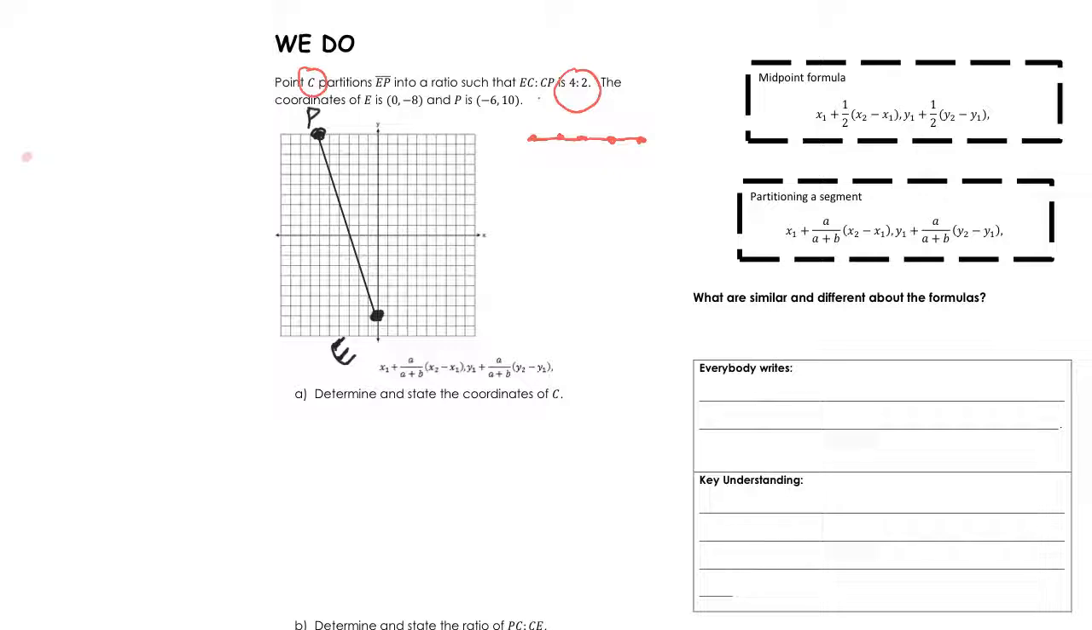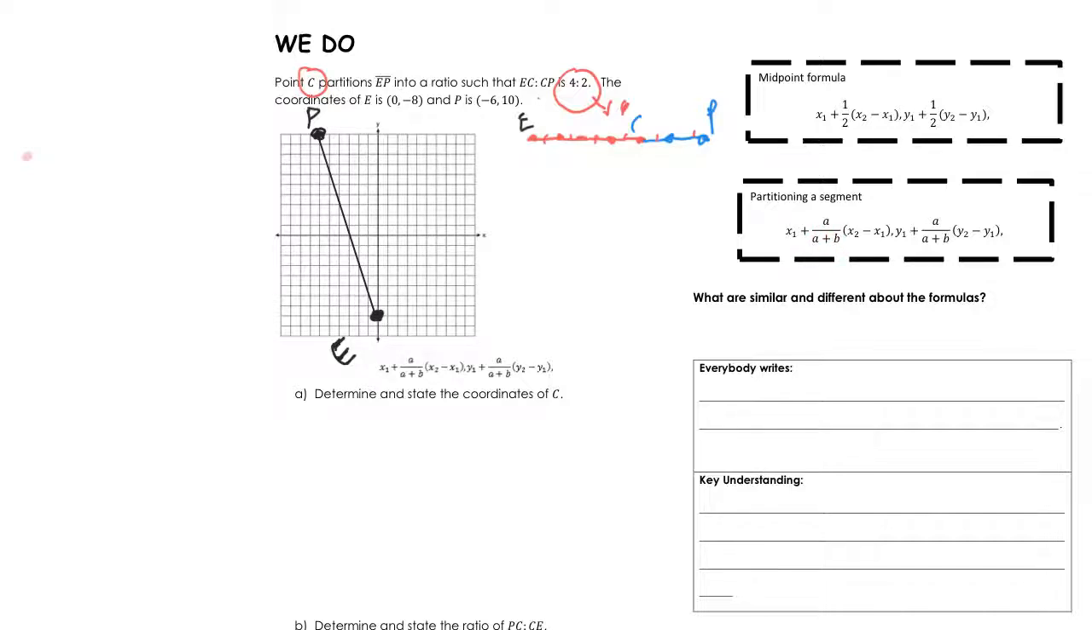Then, once I hit C, I have 1, 2 pieces all the way to P. And I started at E. So if you look, my ratio of 4 to 2 cuts it into 1, 2, 3, 4, 5, 6 total pieces. 6 total pieces. I just added those together. So looking at my formula, part of my fraction is going to be just adding those together.